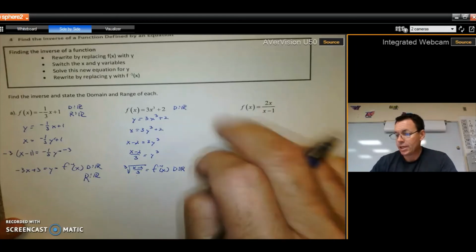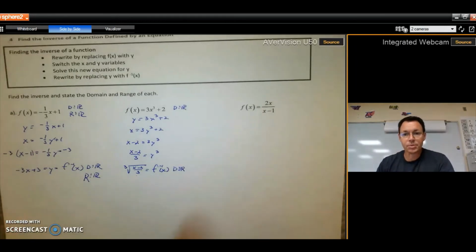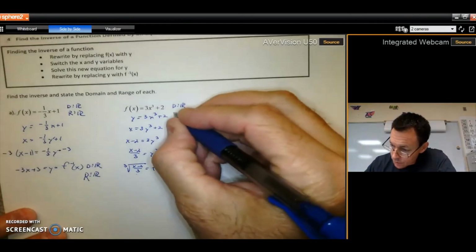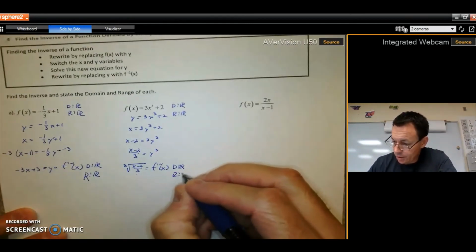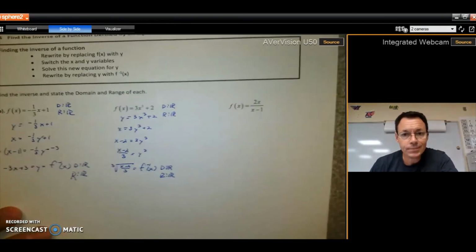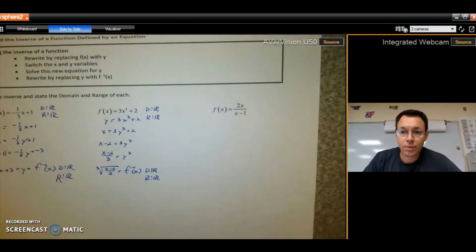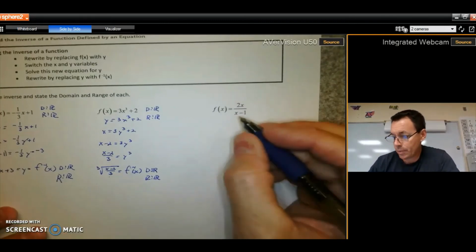And if each of these domains are all real numbers, then when you flip them, this range will be all real numbers, and this range will be all real numbers. Okay? All right, last one. This is the only one that's a little tricky, so make sure you're paying attention.